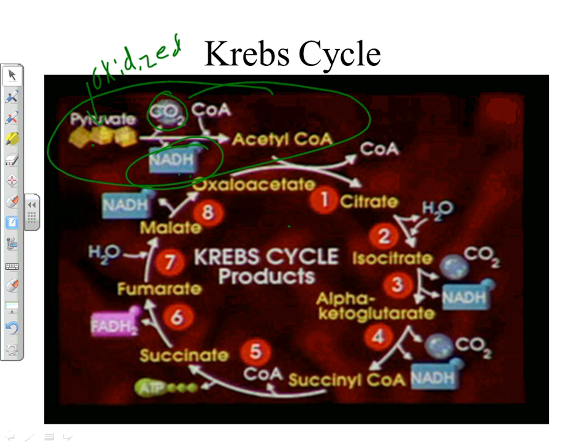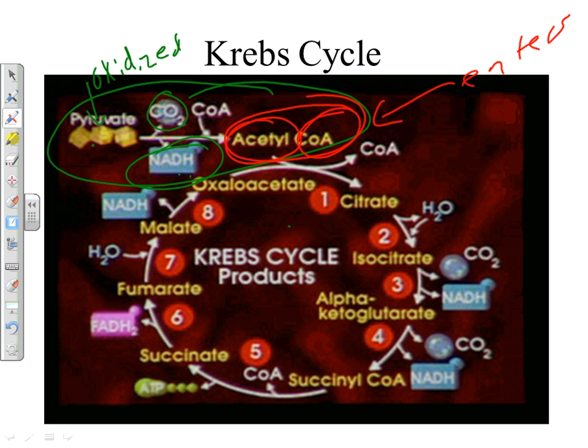What's left of the pyruvate after this prep step started out with 3 carbons. What's left is a 2-carbon group called an acetyl group. That's 2 carbons. That combines with this substance called coenzyme A to make a chemical called acetyl-CoA. These 2 together. This actually enters the Krebs cycle.